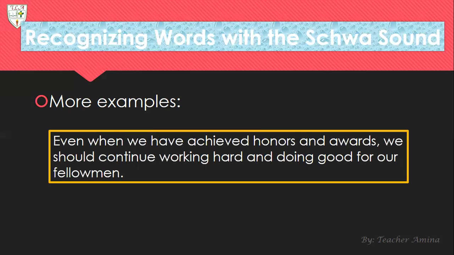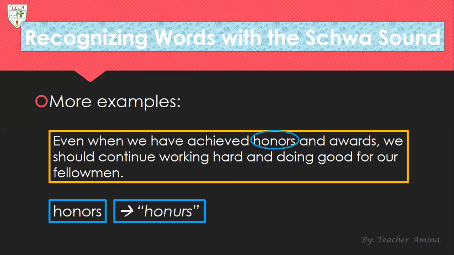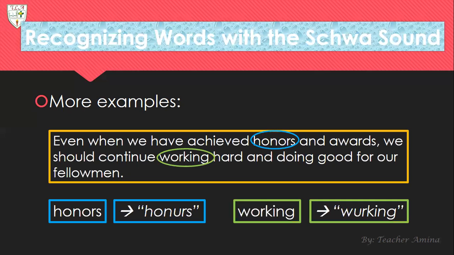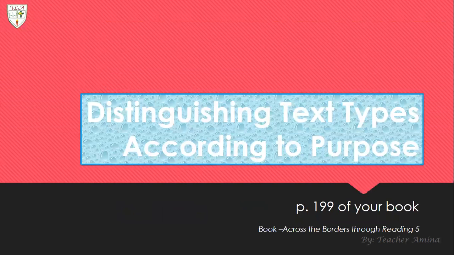Another example. Even when we have achieved honors and awards, we should continue working hard and doing good for our fellow men. So which words have the schwa sound here in the sentence? Okay, that's right. We have honors. So when you say it, it's honors. And we also have working. Working. Okay.